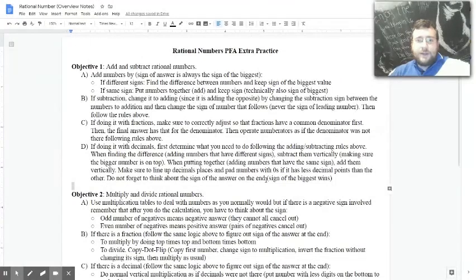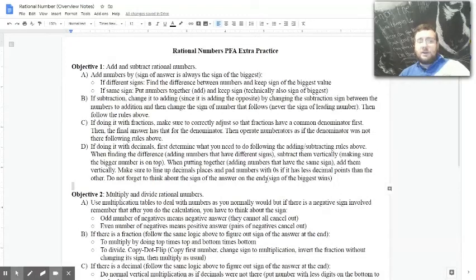So here's in a nutshell a review of everything we talked about in this video. For objective 1, remember, it's just adding and subtracting. So add numbers. Remember that if they have different signs, you'll find a difference between the numbers and keep the sign of the biggest value number. If they have the same sign, you also keep the sign of the biggest, which is basically going to be the same sign as the other number because they both have the same sign, obviously. But you put the numbers together instead and keep that sign.